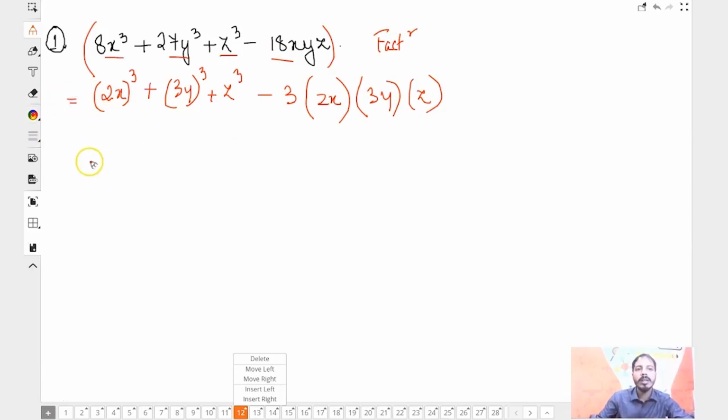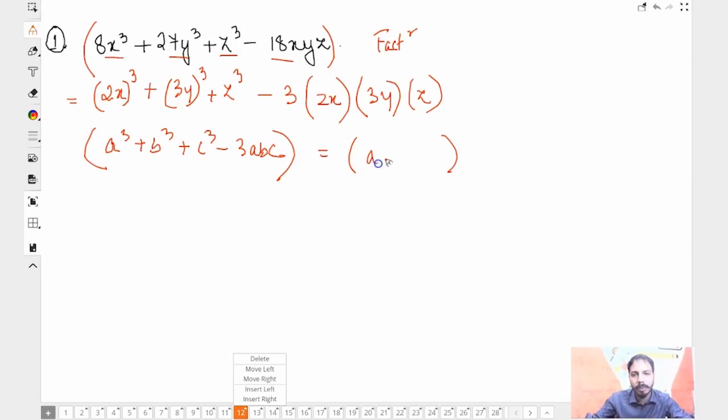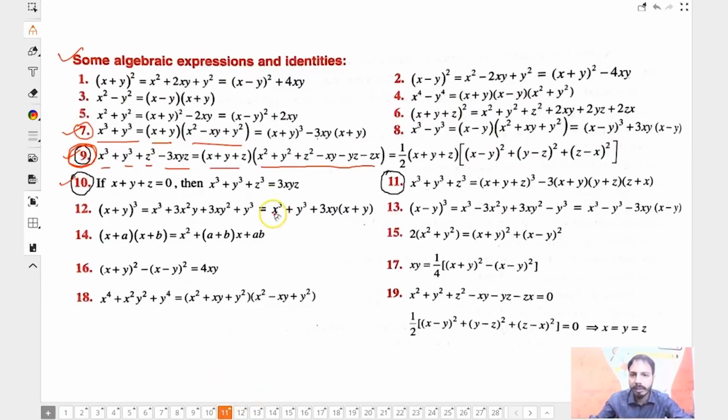So now this can be written as a cube plus b cube plus c cube minus thrice abc. And if this is what we got, what will be the factors? It will be (a plus b plus c) into (a square plus b square plus c square minus ab minus bc minus ca). This is what we have learned here, right?